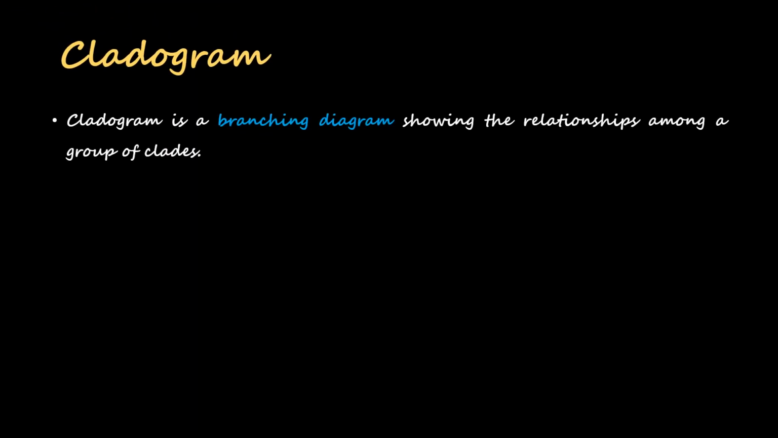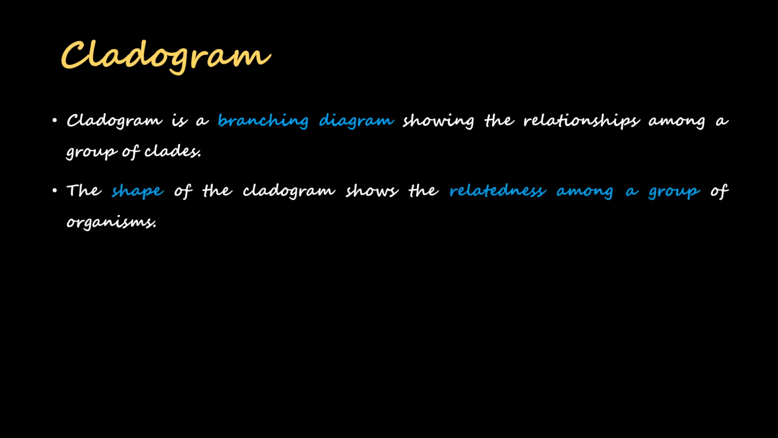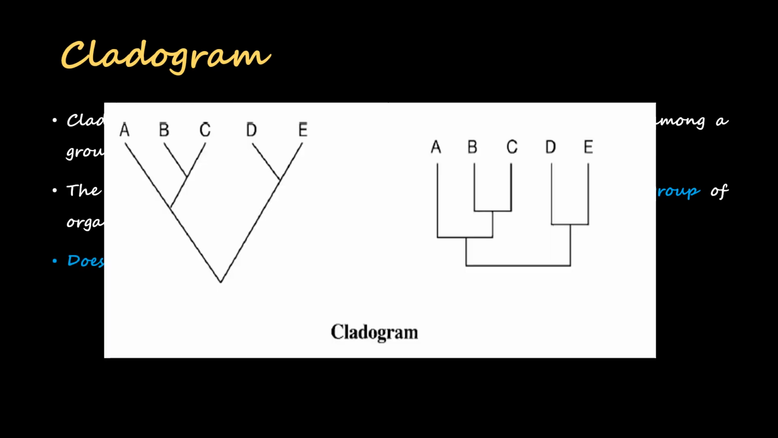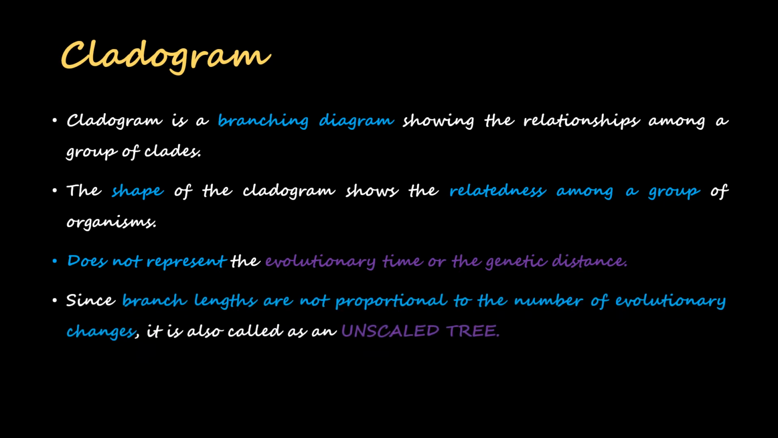Cladogram. A cladogram is a branching diagram showing the relationships among a group of clades. The shape of the cladogram shows the relatedness among a group of organisms. It does not represent the evolutionary time or the genetic distance. So this is what a cladogram looks like. You can see all the branches are equal in length. They are not showing any evidence of the time or distance between the organisms. Since branch lengths are not proportional to the number of evolutionary changes, it is also called an unscaled tree.